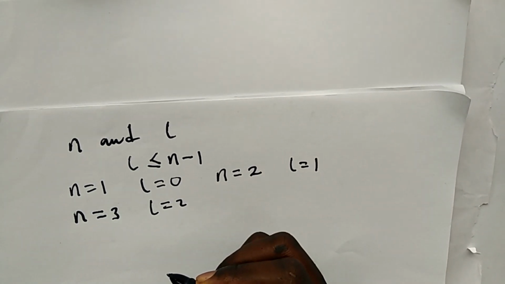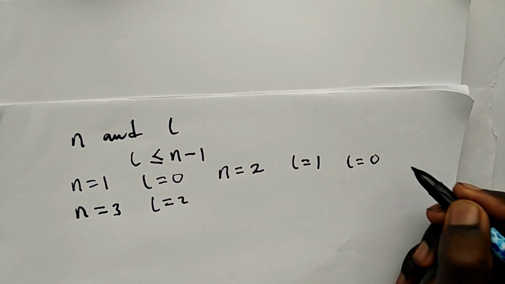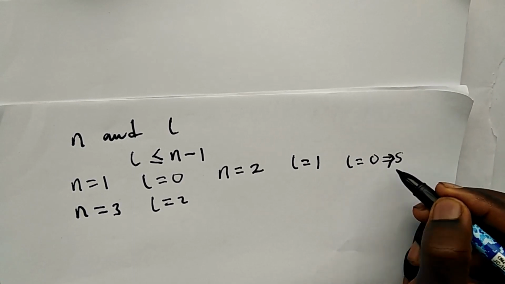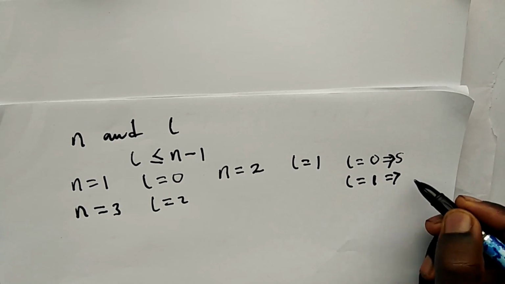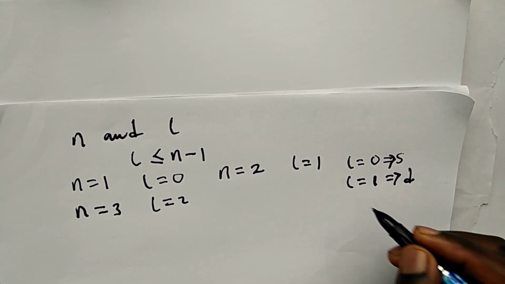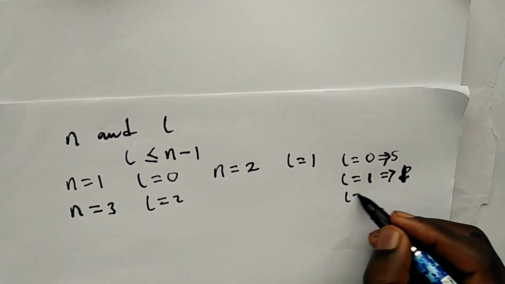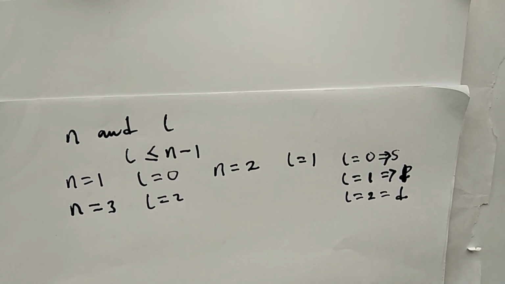Now when L is equal to 0, it is S. When L is equal to 1, it is P. When L is equal to 2, it is D, right?